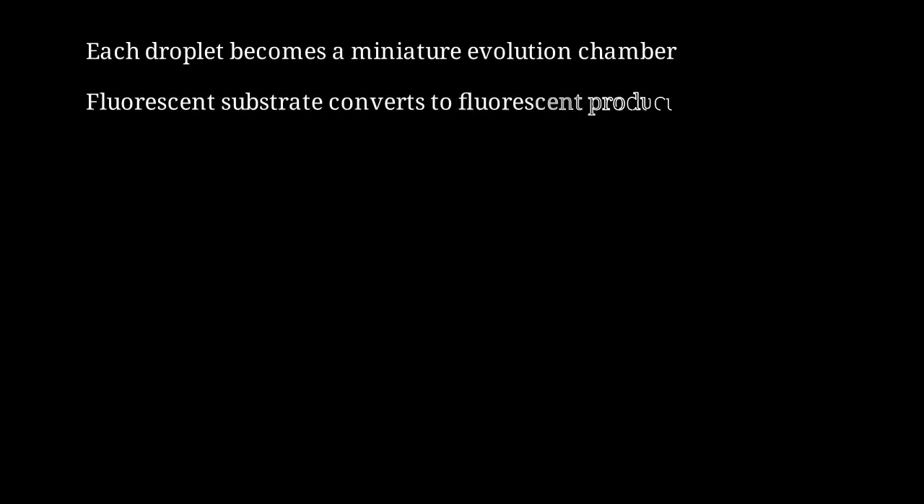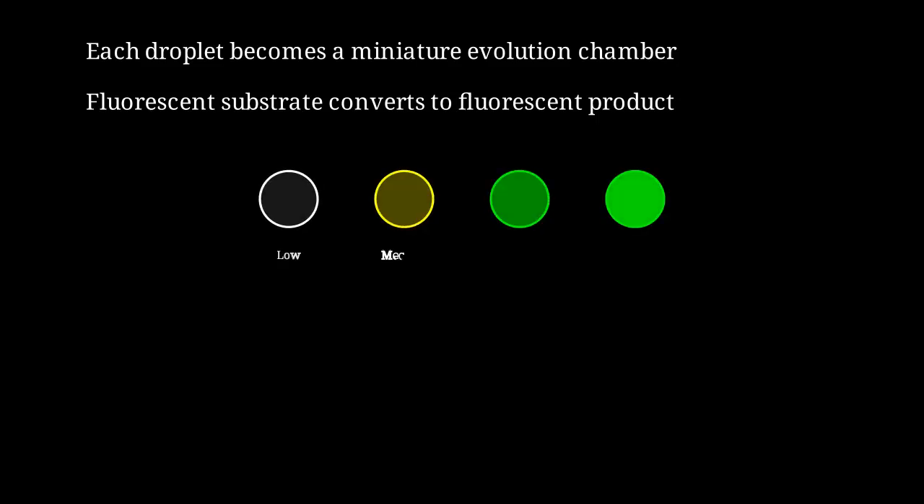Typically, you use a fluorogenic substrate that becomes fluorescent only when the enzyme acts on it. The more active the enzyme, the brighter the droplet becomes. After incubation, you have droplets with varying levels of fluorescence. The dim droplets contain poor enzyme variants. The bright droplets contain the best variants that you want to isolate and study further.